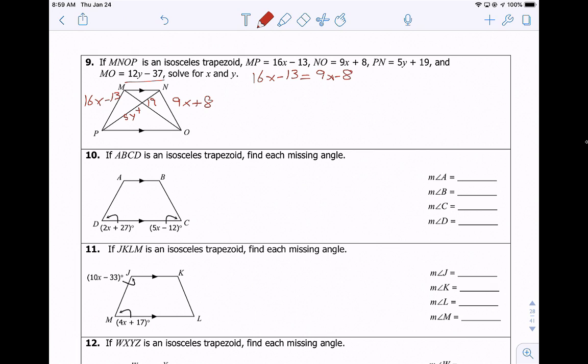Again, about the diagonals, they are congruent as well because this is not a slanted shape. It's just straight up and down. So I'm allowed to say that 5y plus 19 would be equal to 12y minus 37. And you would solve from there. All right.